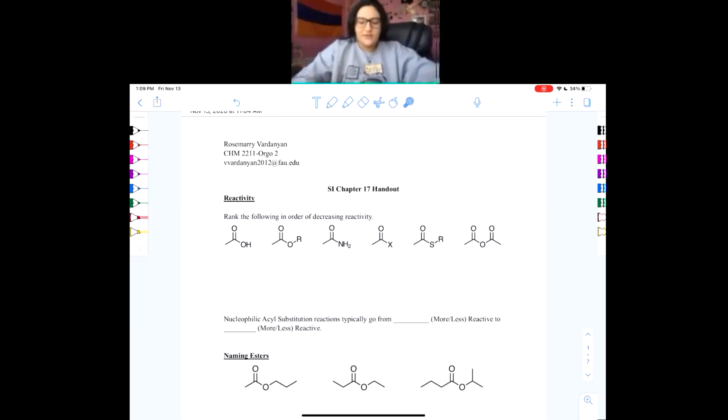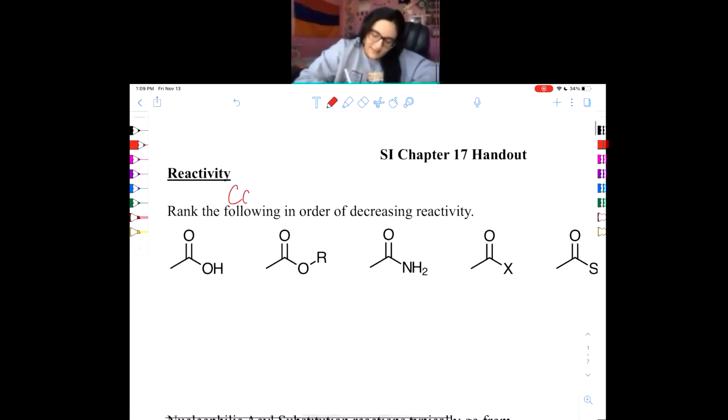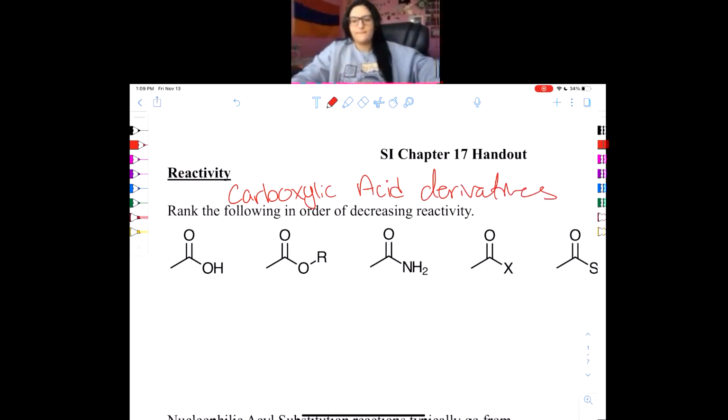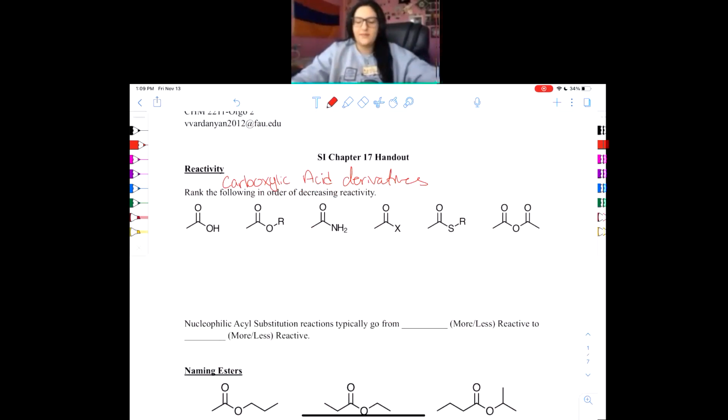So the first thing we're going to cover is we're going to build on our concepts from the last couple chapters where we talked about order of reactivity. And we are going to look at carboxylic acid derivatives. And so when we have the different carboxylic acid derivatives, all that means is that this group will be replaced with other heteroatoms that have their own groups on it.